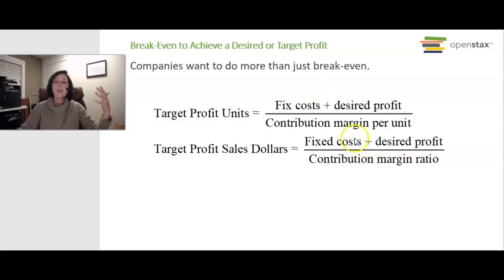So if you think about this, this is really no different than the break-even calculation we did a minute ago. If we had fixed costs plus a desired profit of 0, which would be the break-even, this is just, again, the same calculation as the break-even, except to the numerator we are adding our desired profit.